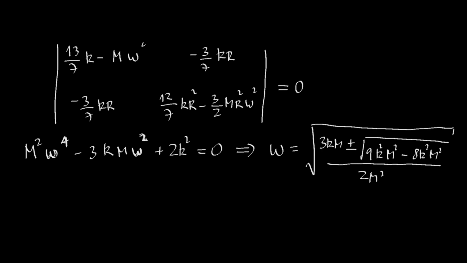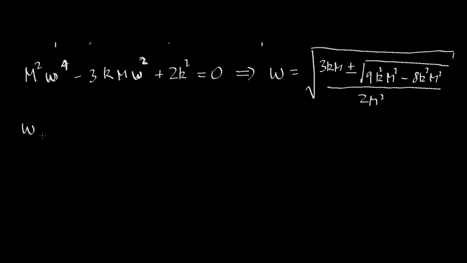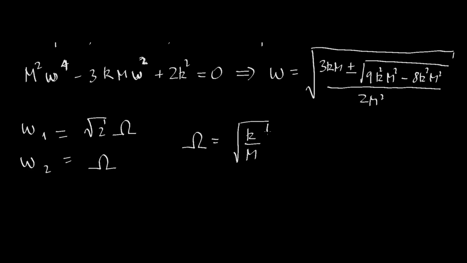And we conclude that the two frequencies of oscillation are equal to, first, big omega, and second, square root of 2 times big omega, where this big omega is just the square root of k over m. In other words, this big omega is actually the frequency of oscillation of a 1 degree of freedom oscillator with mass m and stiffness k. These are then the two frequencies of oscillation of our system.